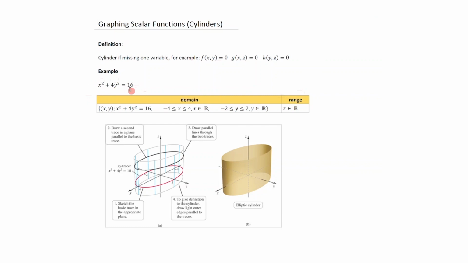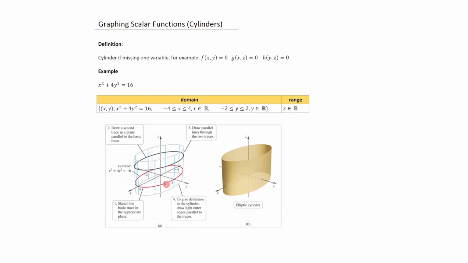Let's take this as an example: x squared plus 4y squared equals 16. In this case, it's implied that z can be anything. If I graph that on the xy plane, it would be an ellipse, for instance the red line that you see there. But since z can be anything, it's like taking this ellipse and shifting it upwards, through any value of z. When you do that, you're extruding out a cylinder. It's an elliptical cylinder in this case, not a circular cylinder. So that's what you're doing.